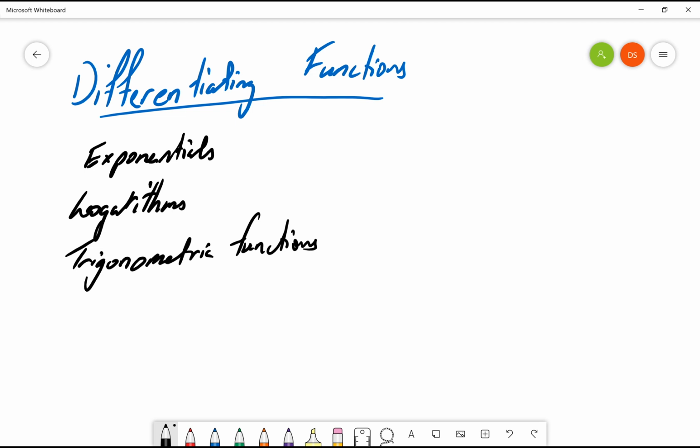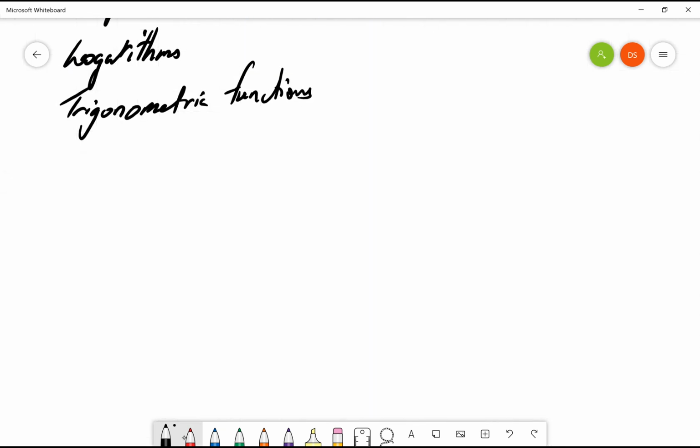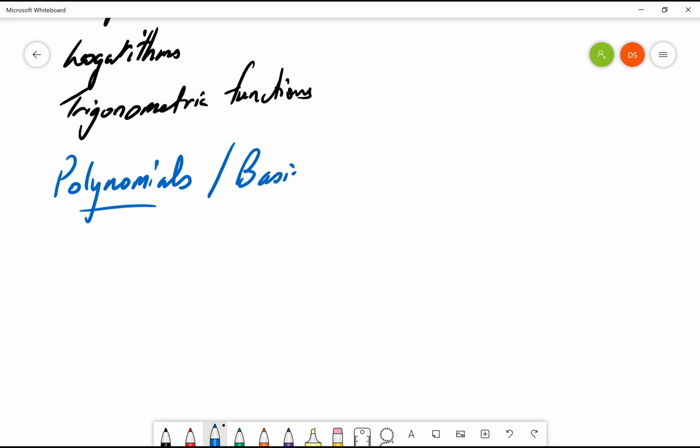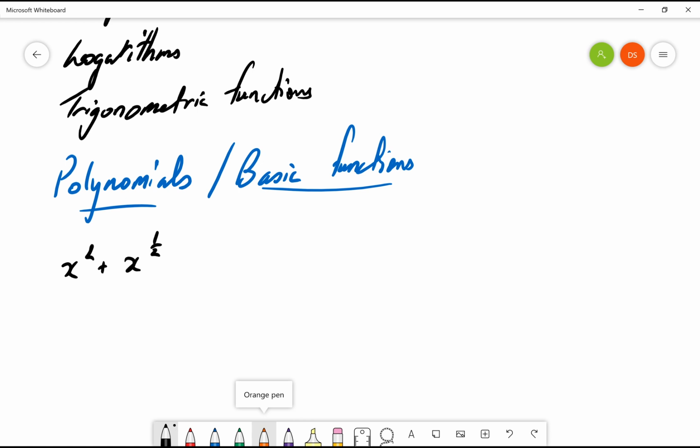First off, let's recover and recall what we know. We have polynomials, and basic functions. So polynomials and basic functions. Why I'm not calling everything polynomials is because some of them are not. So we've got things like this: x squared plus x to the power of a half plus x to the 3/4.